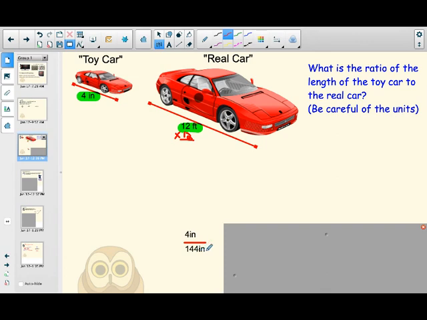What we always want to do with ratios is reduce it as best as we can. So they're actually both divisible by 4. And so our final ratio here can be 1 inch over 36 inches.